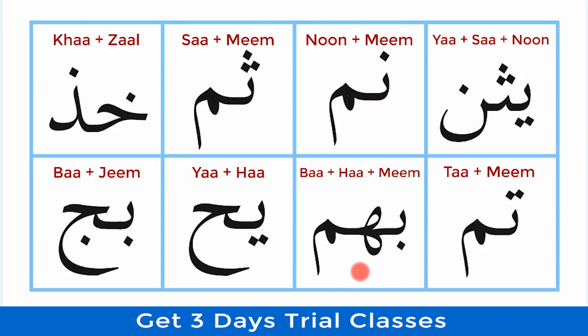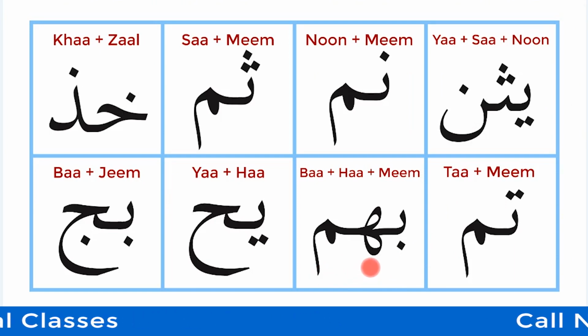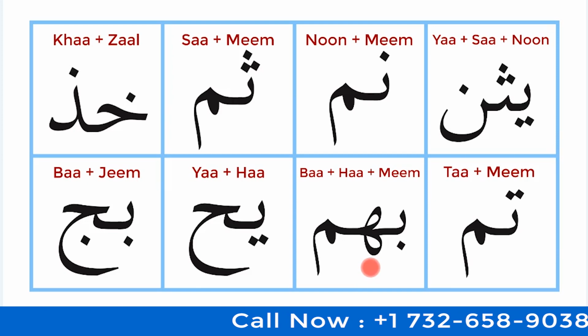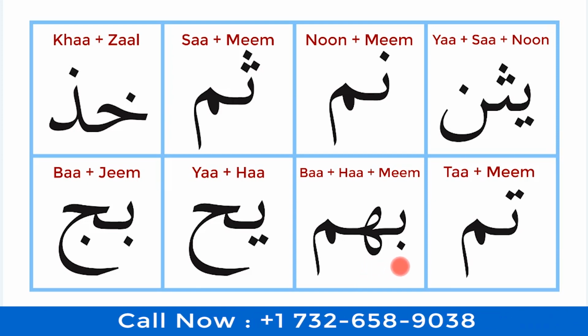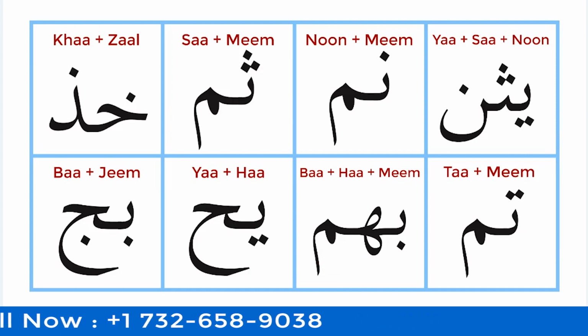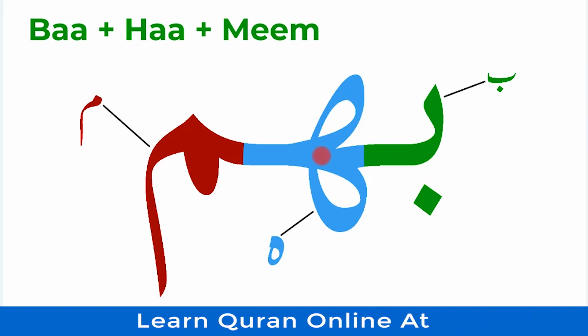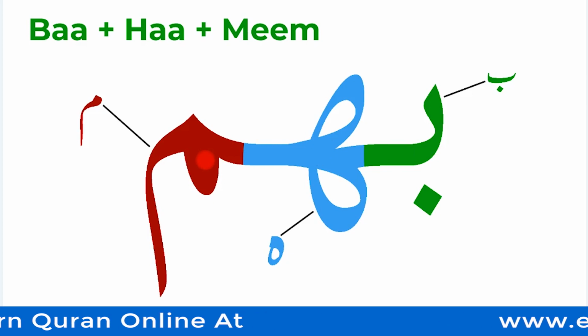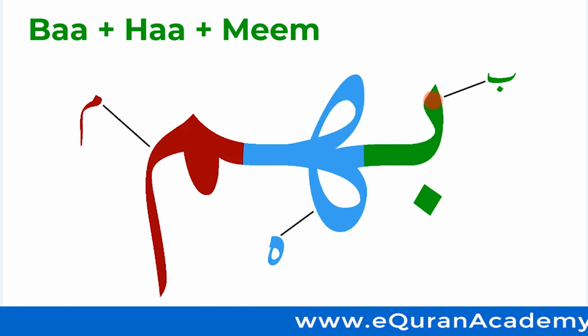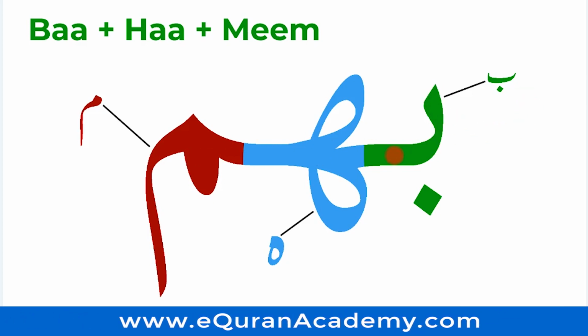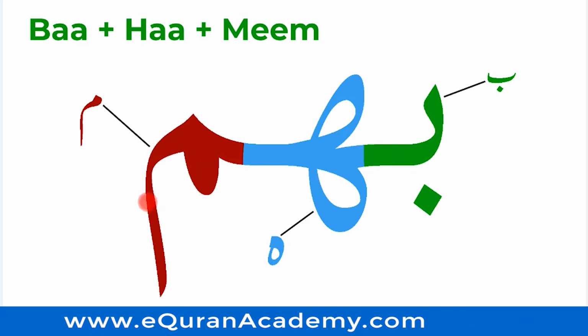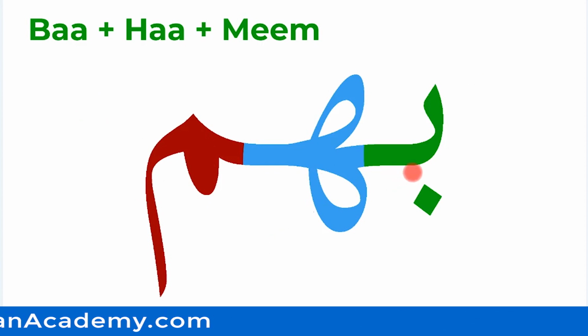Ba-ha-meem. Pronounce ha from the farthest part of the throat, or lower part of the throat. Ba ha meem. Ba is green, ha is blue, meem is maroon. This is single ba. When we write Arabic, ba will write like this, ha will write like this, meem will write like this. Please read after me.